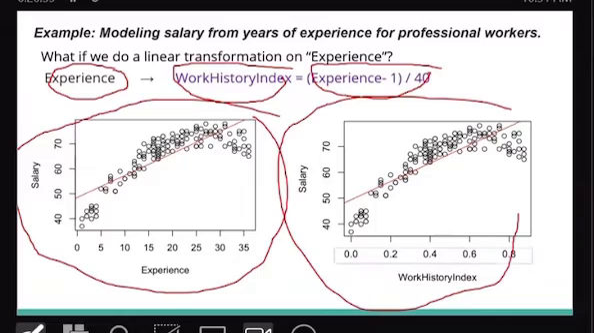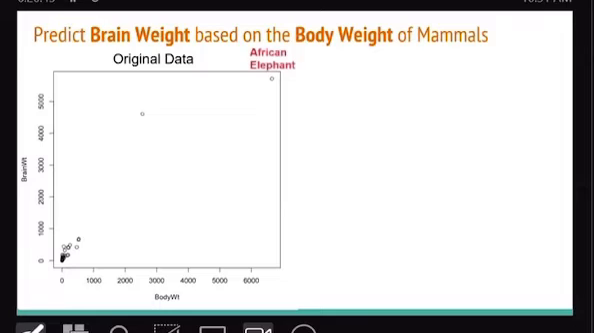Okay, now I want to move on. I asked this question in the exam. Now, predicting brain weight based on the body weight of mammals. When we generate a scatter plot between the brain weight and body weight, we see something here. Do you see those two points? The Asian elephant and African elephant are actually not consistent with the others. What does that indicate?